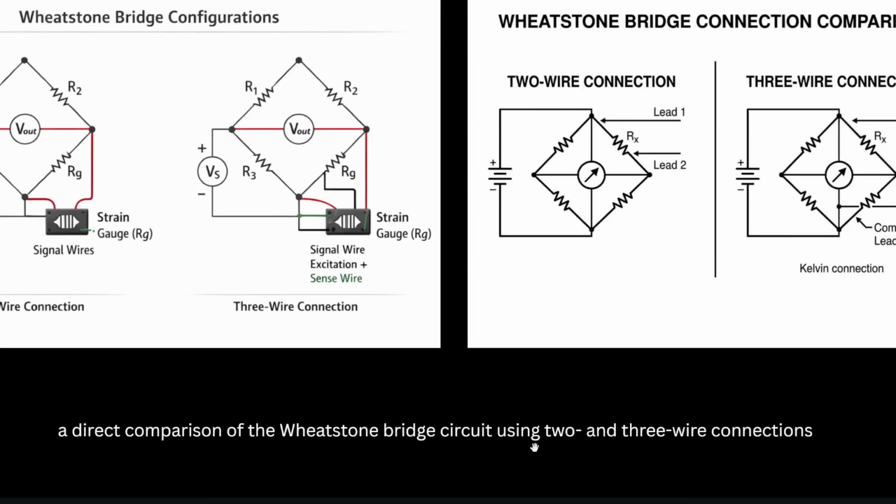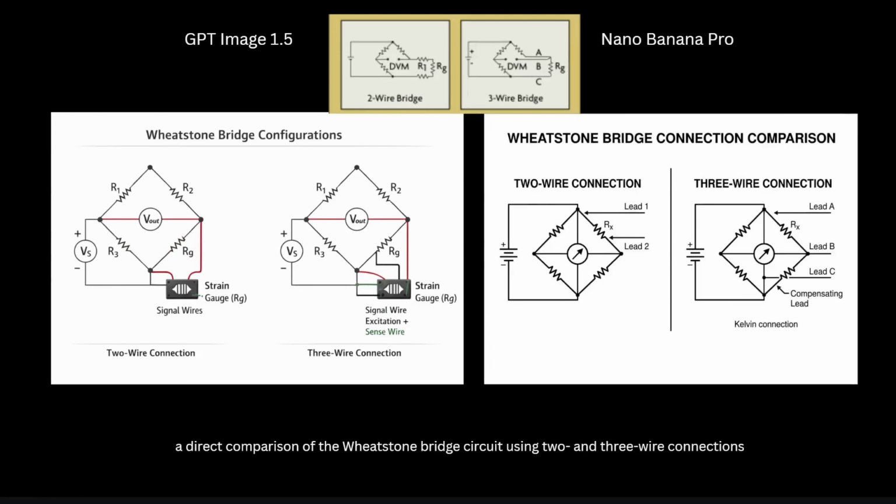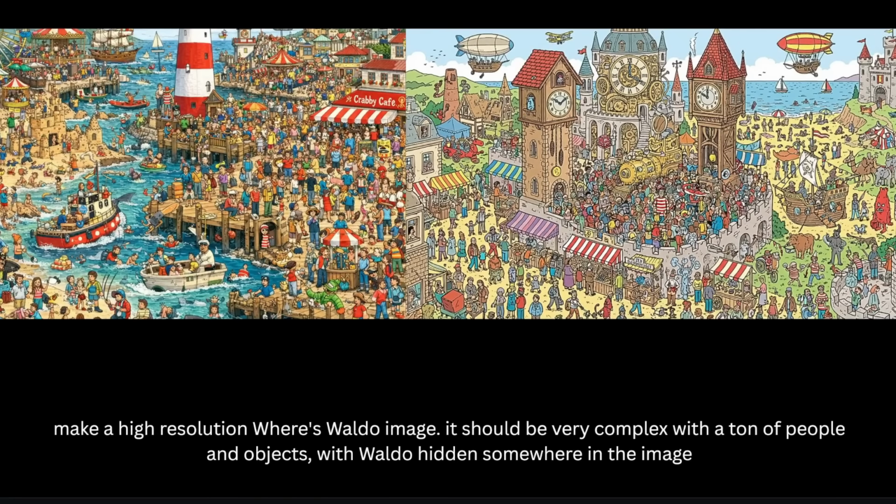Here's another tricky prompt that was suggested by a user. Here we have a direct comparison of the Wheatstone bridge circuit using 2 and 3 wire connections, and this is super tricky. Now, I'm not a professional electrician, but it seems like both models were not able to get this correct. For your reference, here's the correct answer up here. But again, I'm not an expert, so let me know in the comments which one is closer to getting it correct.